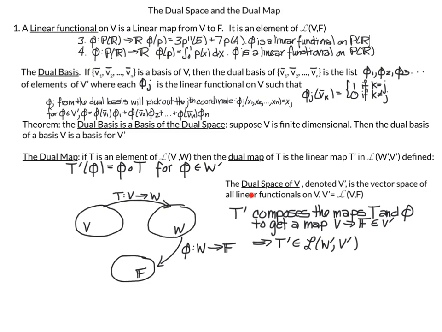So again, our dual map is in the space of functions that go from the dual space of W to the dual space of V. Remember, our dual map takes a map and it gives us a new map. It takes a map from the dual space of W to the dual space of V.